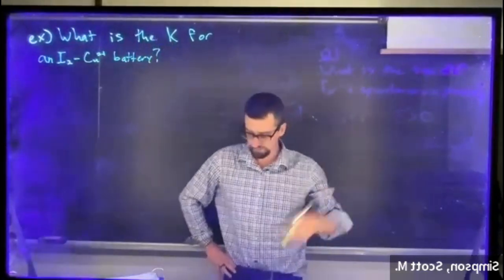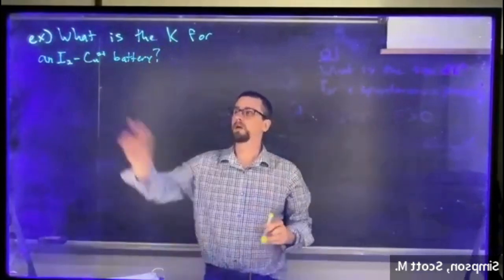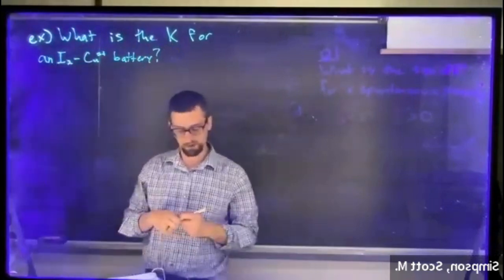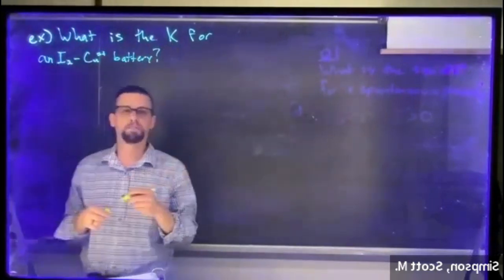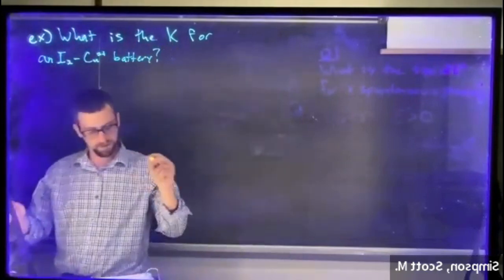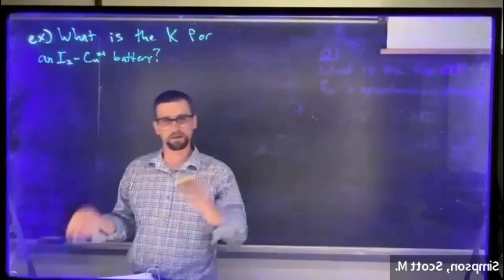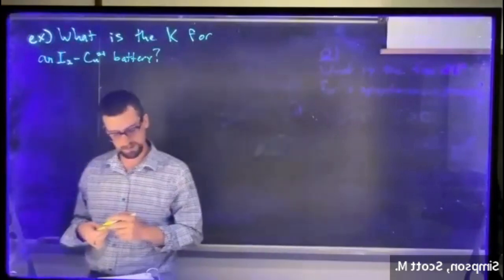First thing we need to do is look up the standard reduction potentials of these guys. We also know our chemical reaction that we're going to have based upon those standard reduction potentials. If we look those values up, we have one that's more negative compared to the other. So we can tell what's going to be oxidized, what's going to be reduced there.